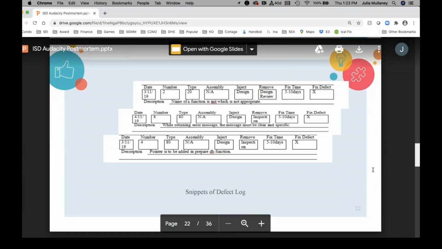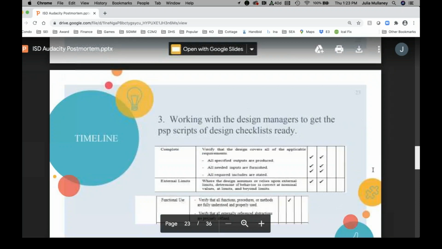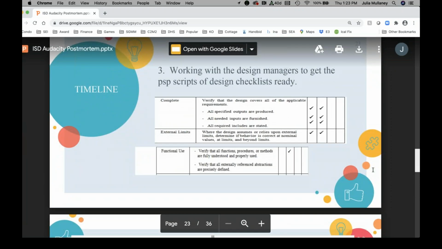These are some of the snippets that we had of the defect log. Moving on to the next slide. Thank you. We asked them to do the TSP scripts so they could review their work and see whether they had done something or not. Moving on to the next slide, please.